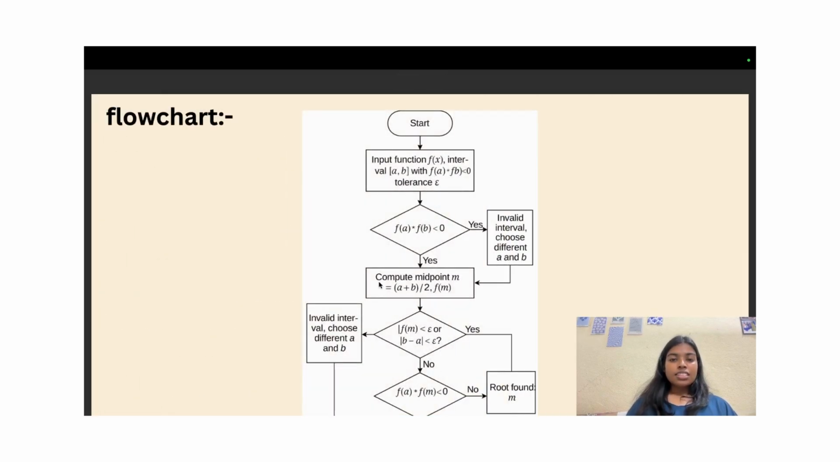Then there is a flow chart that is the same as the algorithm. First we give the input. If f(a) × f(b) is less than 0, then compute the midpoint. If not, invalid interval, choose different a and b, and so on.